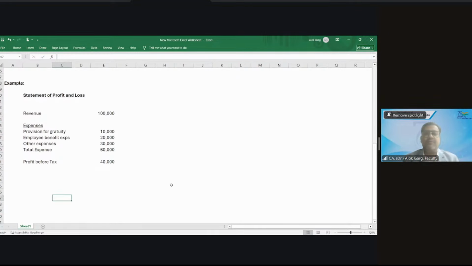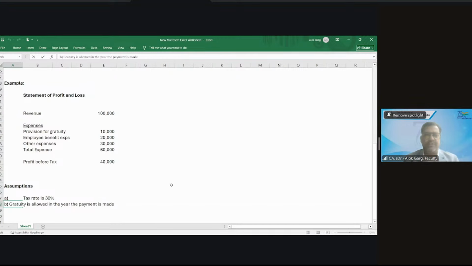Now, let me give you some assumptions. Assumption A: tax rate is 30%. B: gratuity is allowed in the year the payment is made.